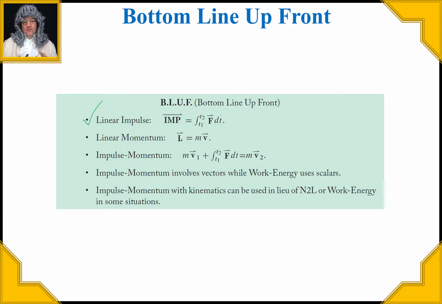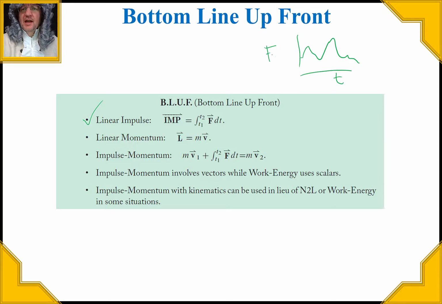So if we want to find the total impulse, for instance, if there's a force that varies with time, we would find the impulse is actually the area underneath that curve right there. So that's what linear impulse is. You can also think about it as if someone's pushing something. The amount of time that they're pushing it, times that force, is the impulse. And that impulse is going to create momentum.